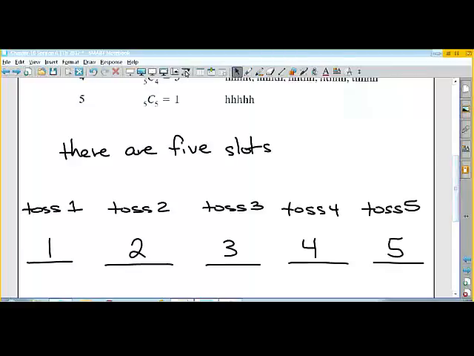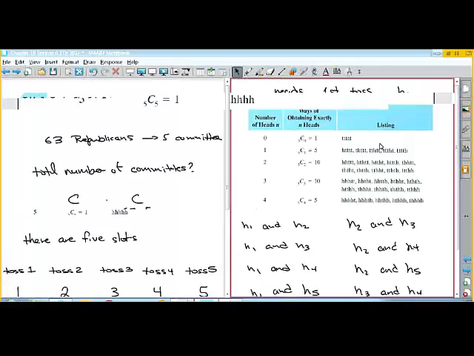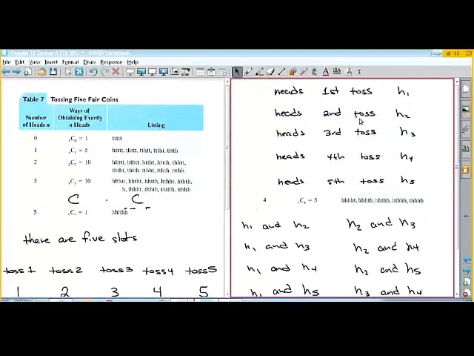So I have an example here on my next page to try to explain it better. Instead of people's names, getting heads on the first toss is H1, just like the letter A would be the representation for a person with a letter A starting their name. Getting heads on the second toss is H2. Heads on the third toss is H3. Getting heads on the fourth toss is H4. And getting heads on the fifth toss is H5.